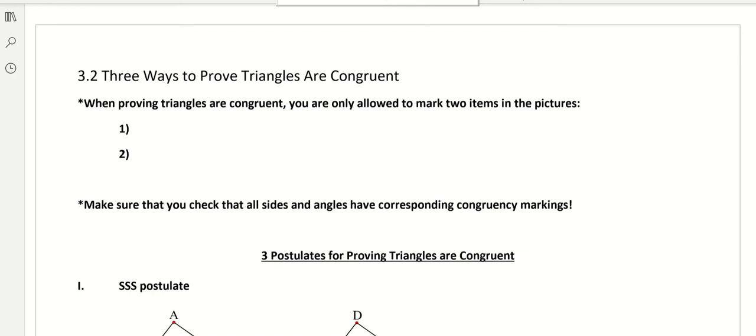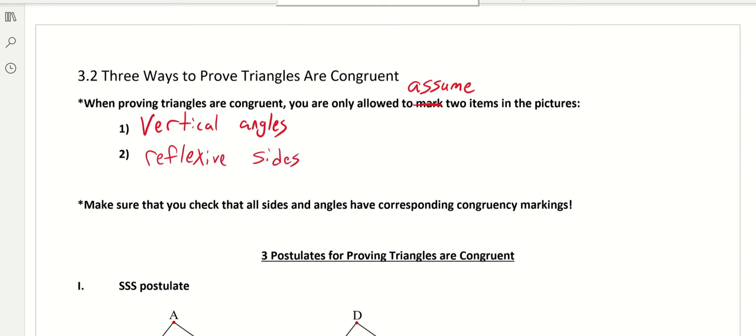When proving triangles are congruent, you're only allowed to, I'm going to say assume I think is a better word than mark, assume two items in the picture. Those two items are vertical angles and reflexive sides. And we'll talk about what reflexive sides are in just a moment. Another way to say reflexive sides are shared sides. Shared sides. Okay. And this goes along with all the other things we're able to assume in the past.